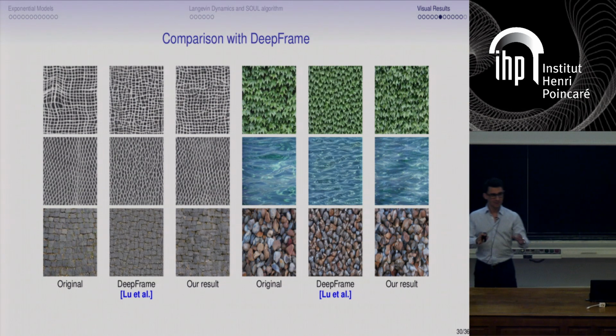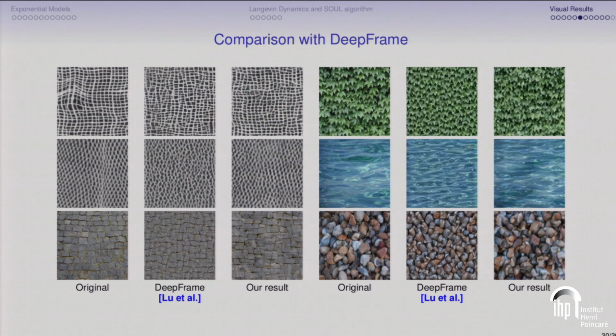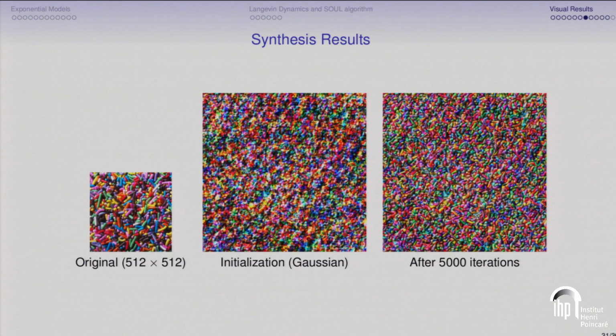So, as I said, one thing that we wanted to do is to improve the method by Lu and colleagues. So here is the comparison on the images that were shown by Lu and colleagues. As you can see, we better preserve the structure of the textures. And in particular, we don't have the scale problem that they experienced. So that's a good thing.